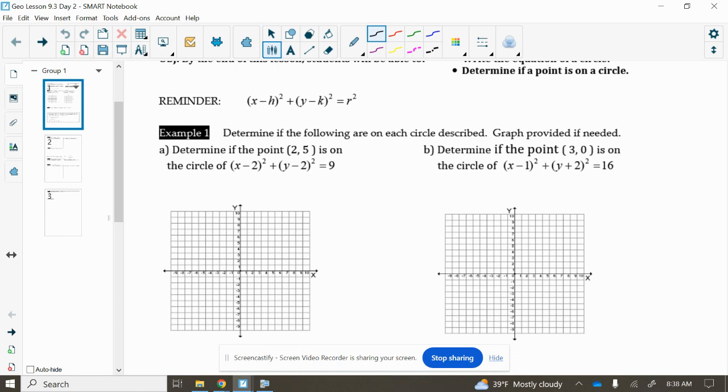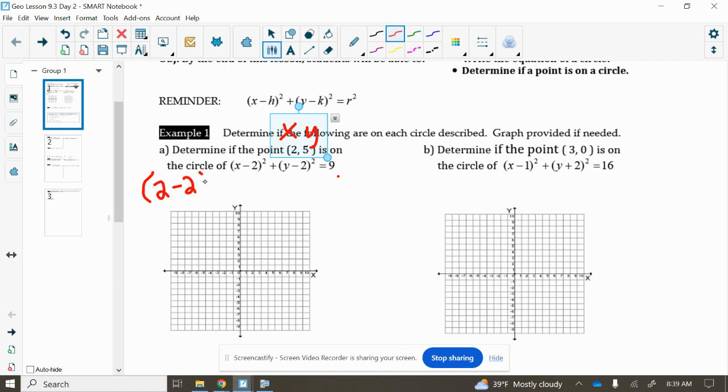And what's going to happen is if this point is on our circle, it will satisfy the equation, so that if we plug in 2 for x and 5 for y, it will make the left-hand side of our equation equal the right-hand side, aka 9. That means it would be a point on our circle. If we plug in that point and it does not, then no, it is not. So we're going to plug this in.